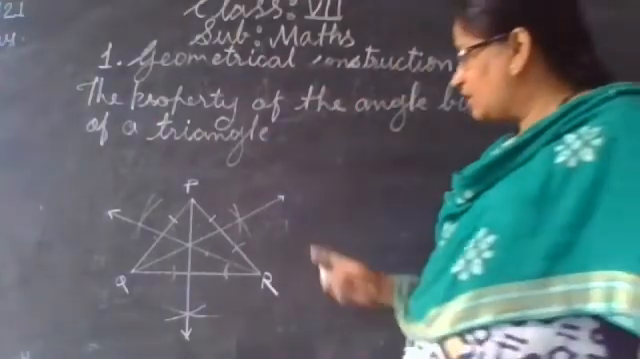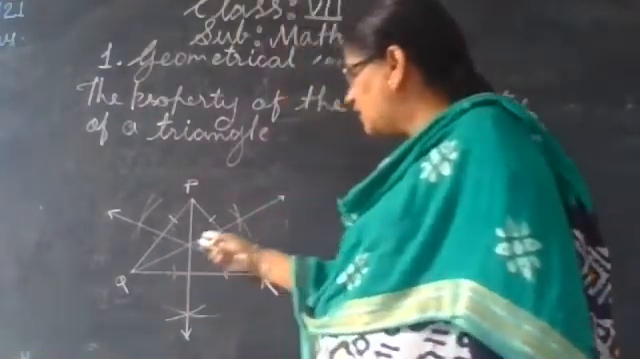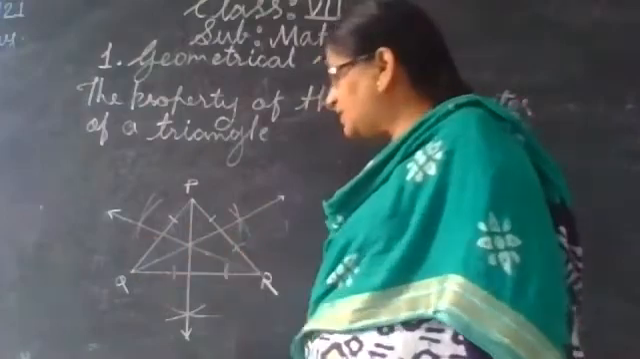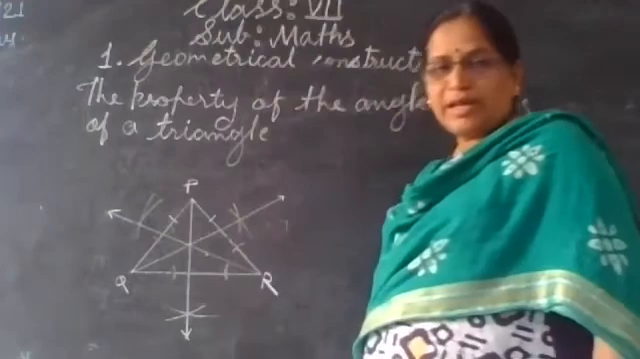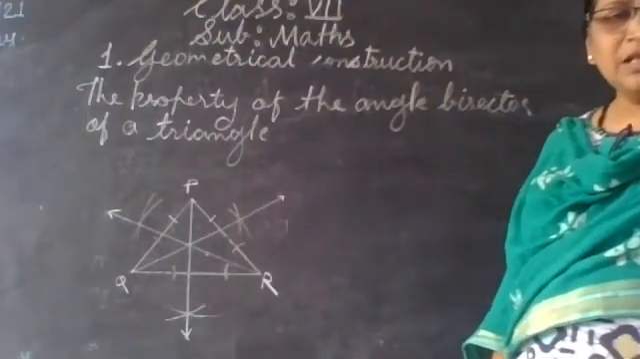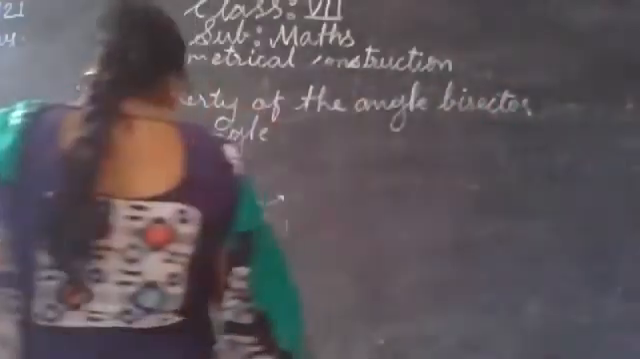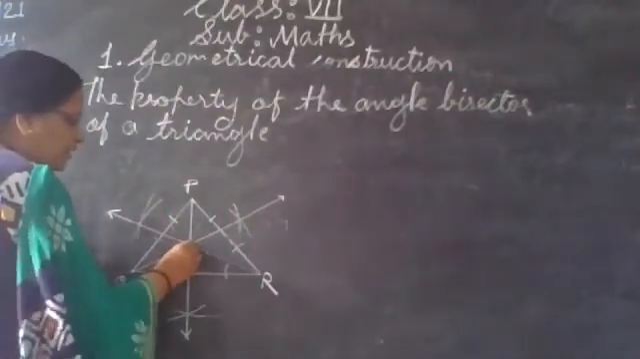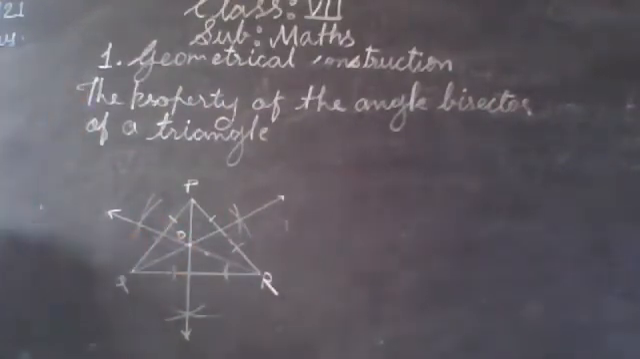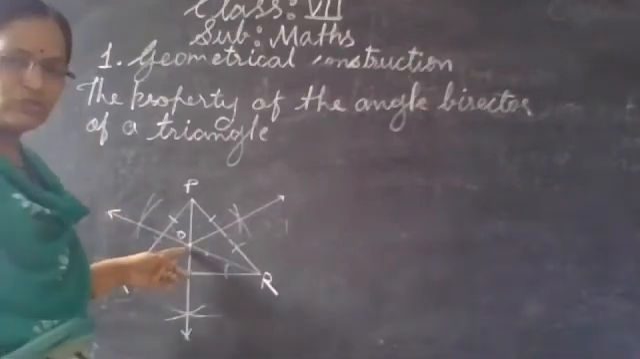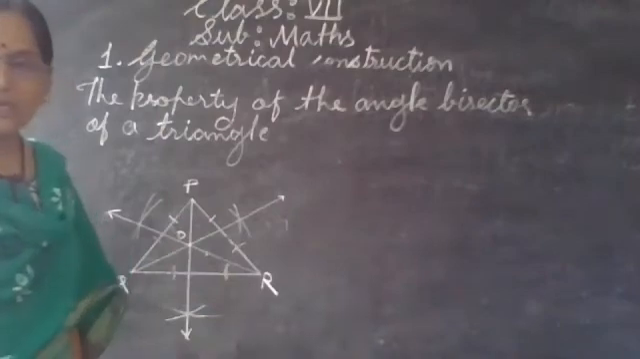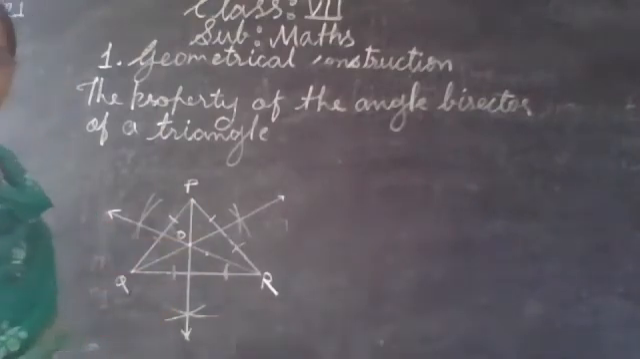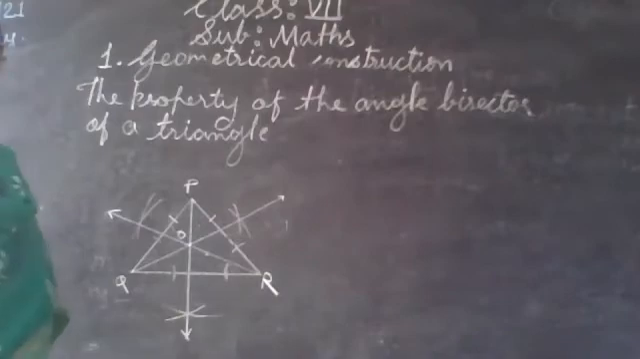And what do you see, beta? See, all the angle bisectors are passing through only one point. And this point is important, beta. You already learned in the previous class, when 2 or more lines or line segments pass through a single point, that point is known as the point of concurrence, and the lines are known as concurrent lines. Got it, beta?